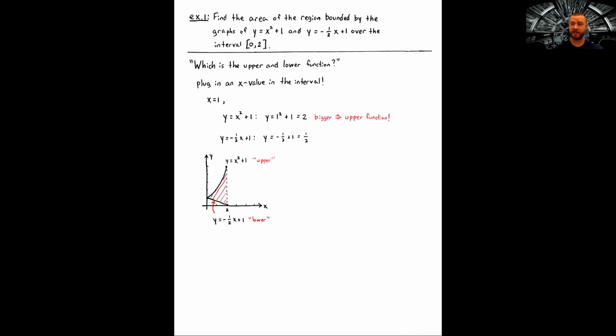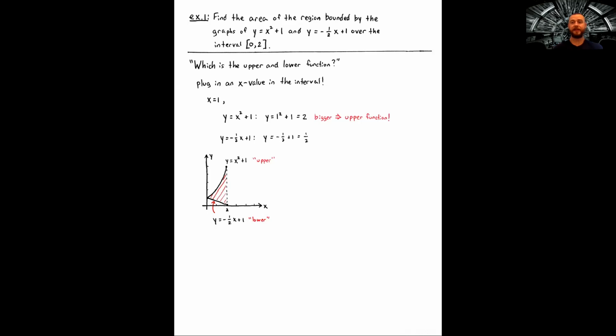All right, this one is rather simple to graph. Basically just a straight line, slope negative 1/2, y-intercept 1, and then the other curve is a parabola shifted up 1 unit. So your sketch would confirm what your upper and lower functions are. We pretty much have everything we need. We know which function's on top, we know which function is on bottom, and our basic formula says we integrate the upper function minus the lower function.